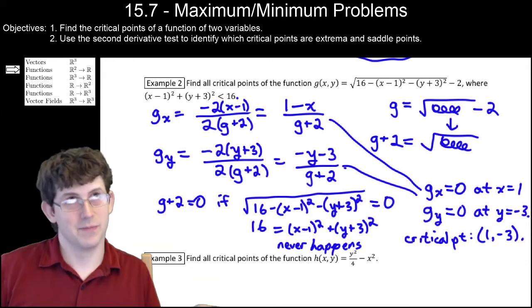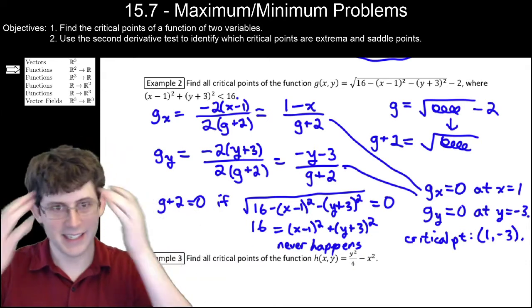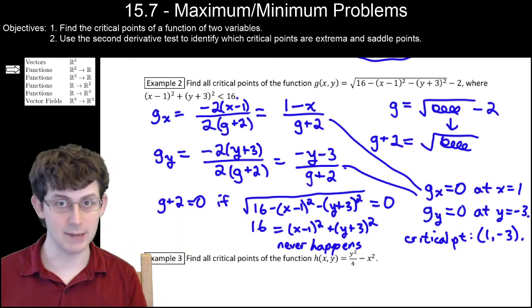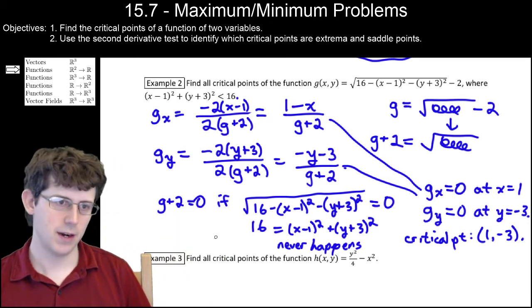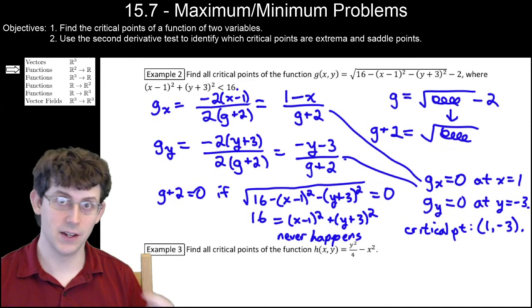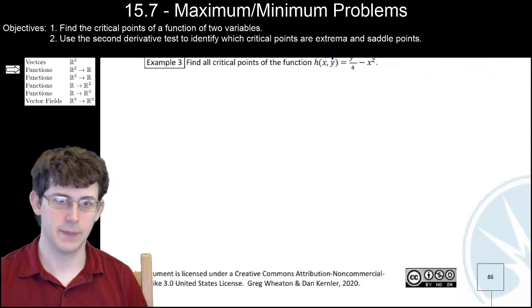So yeah, it's just not that bad. You just take both partial derivatives, set them both equal to 0 at the same time, and you'll get some points. You need to worry to make sure, like, if there's a single point where the derivative does not exist, that's also a critical point.